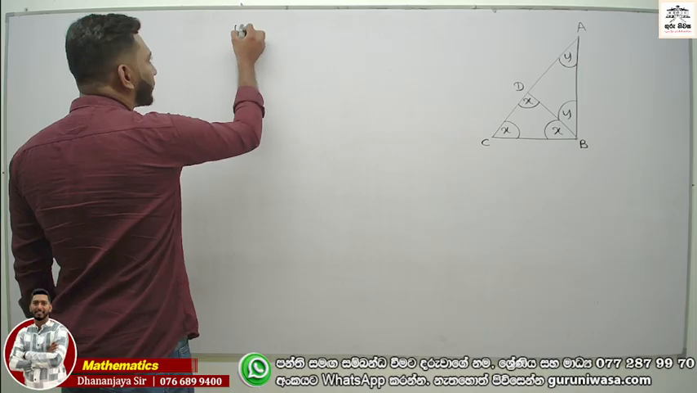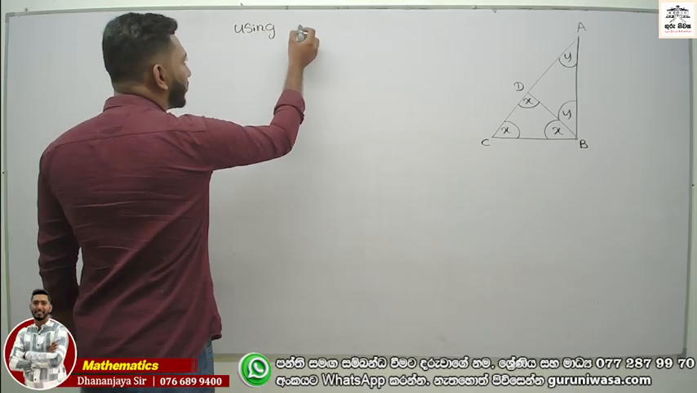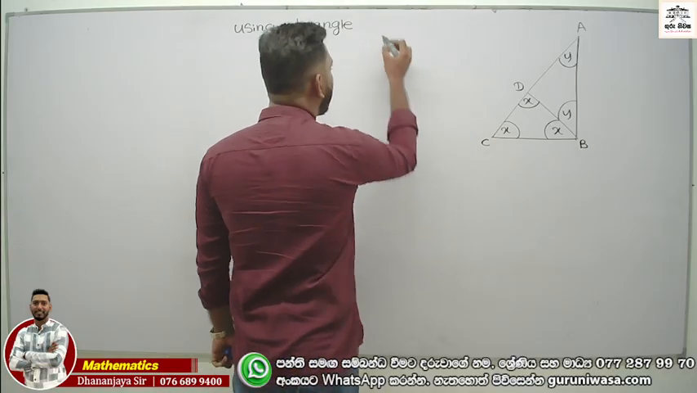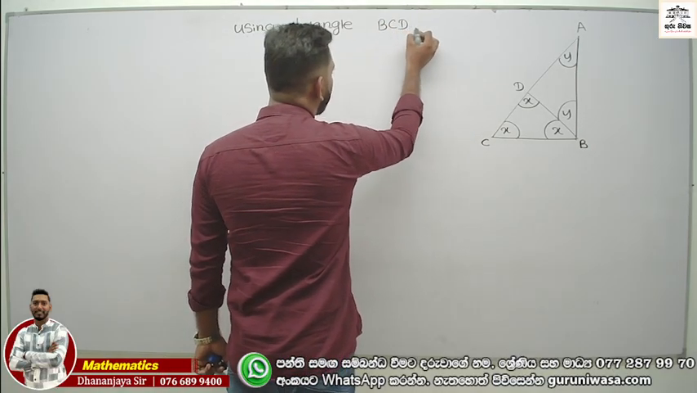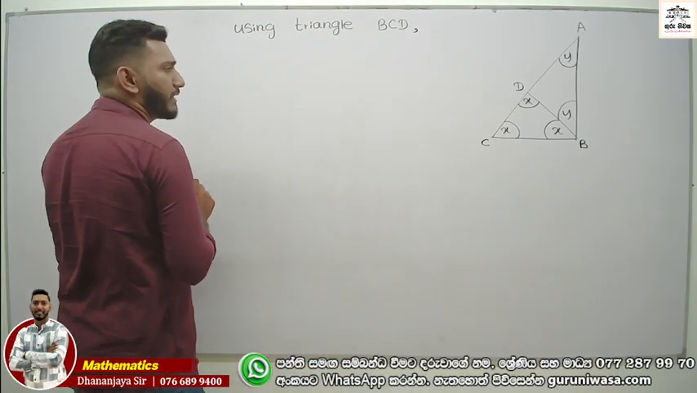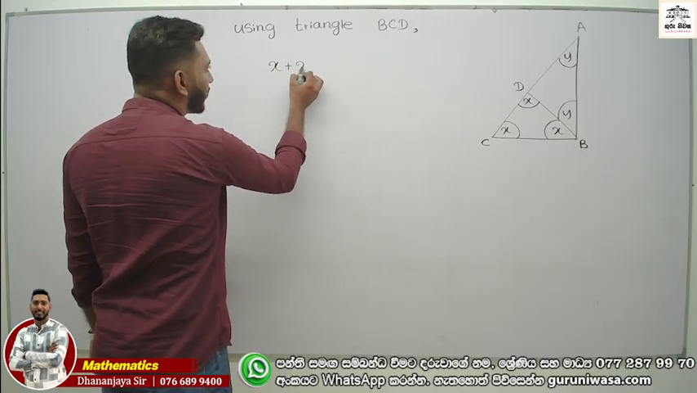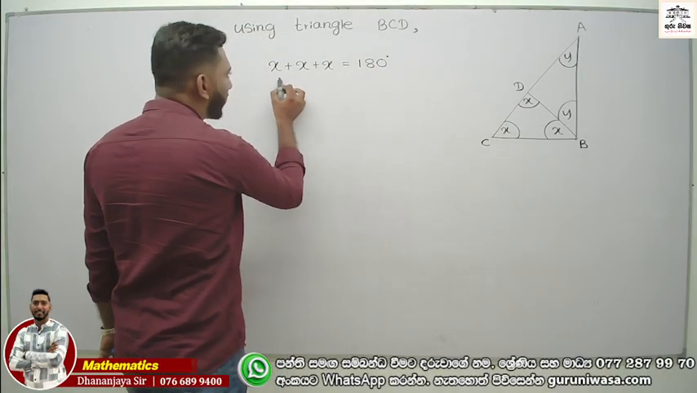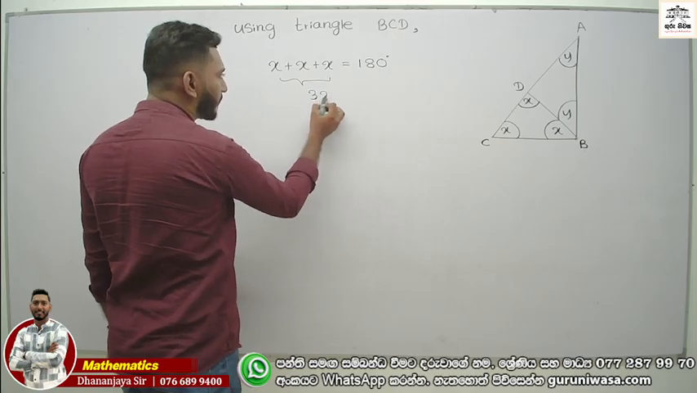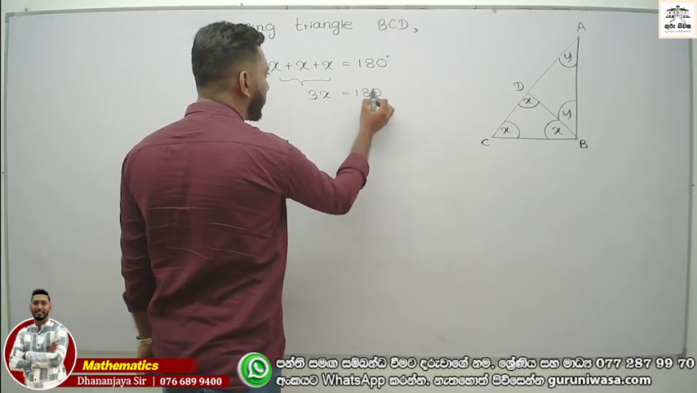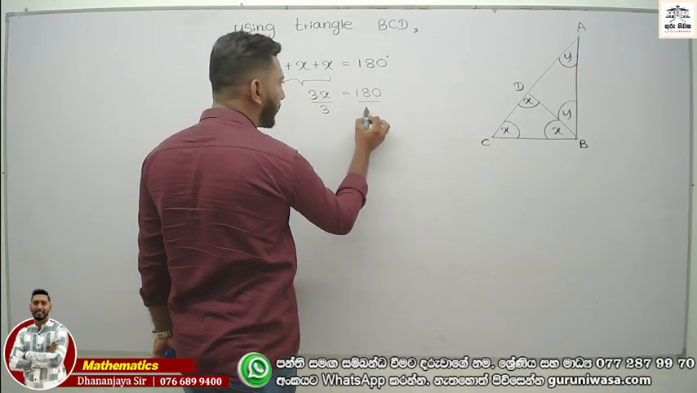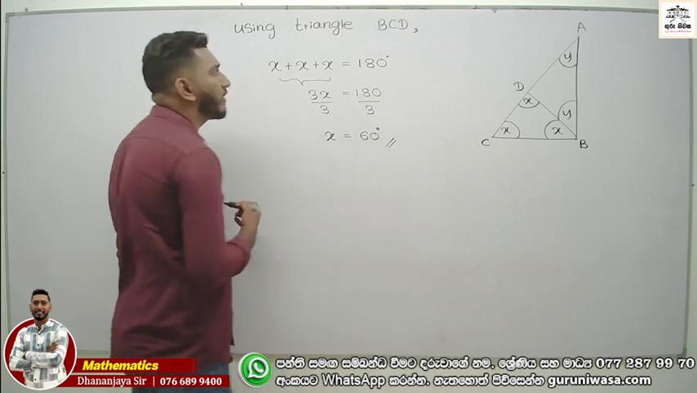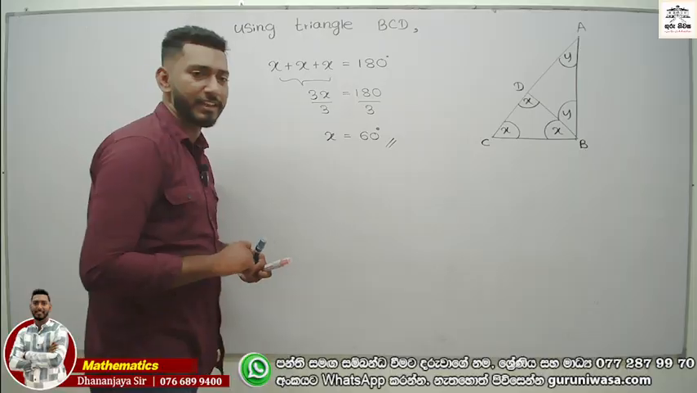Now I'm using triangle BCD. Now the answer becomes x plus x plus x should be equal to 180 degrees. Now x plus x plus x is 3x. It should be 180 degrees. Both sides you can divide by 3. Finally, x becomes 60 degrees. This is the answer for x. That's the first part. Well done.